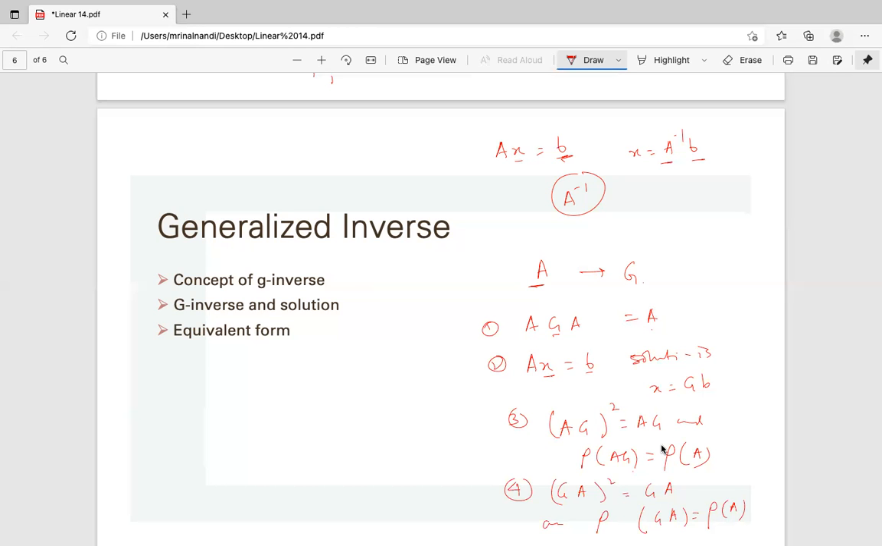Now, it is clear that G inverse is not unique, because, say, if A is a null matrix, then AGA is defined for any matrix G of the proper order, so any matrix of the proper order is a G inverse. We're not going to go through the proof. You can see it in Rao and Vinod Shankaran.